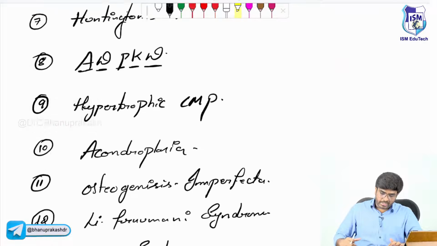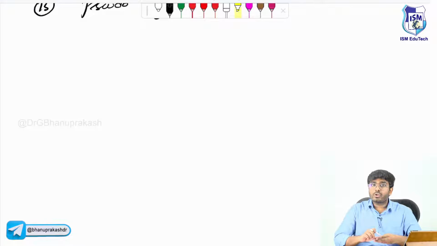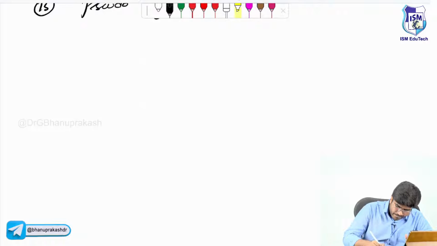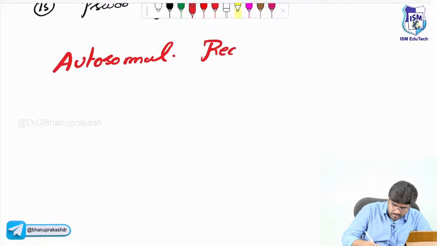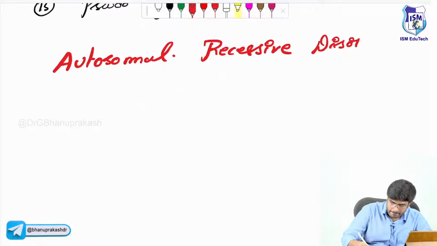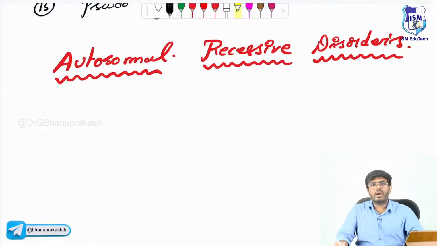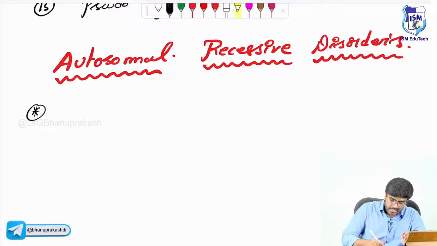Now after autosomal dominant disorders, let me give you examples for autosomal recessive disorders. Now there are 15 examples for autosomal dominant. Now you have to know 15 examples for autosomal recessive also. But before telling you, let me tell you something. These are childhood onset.